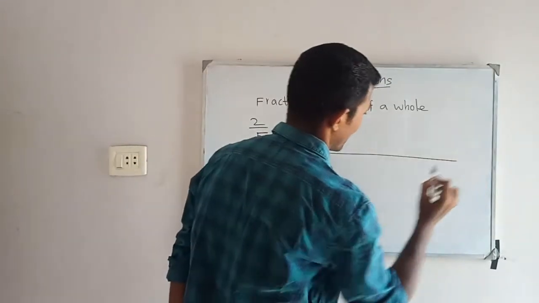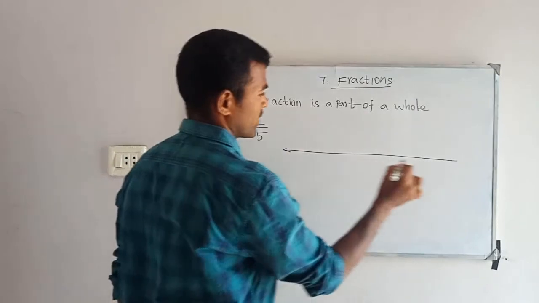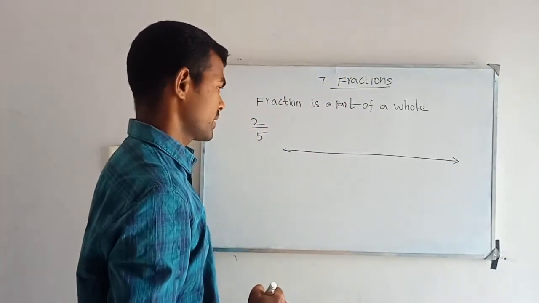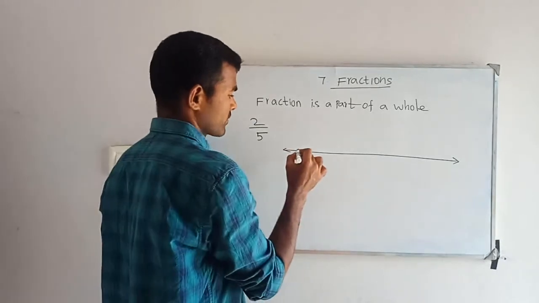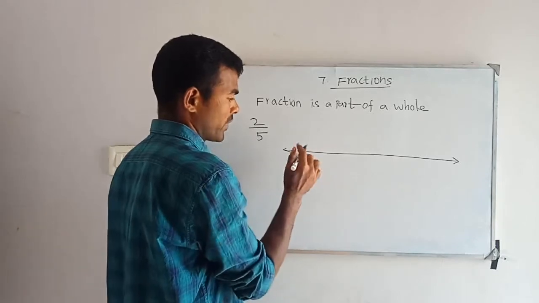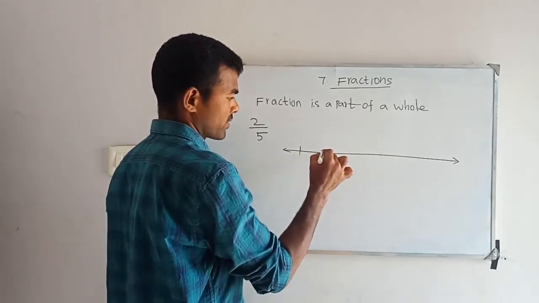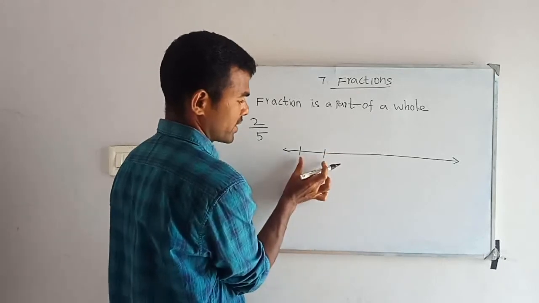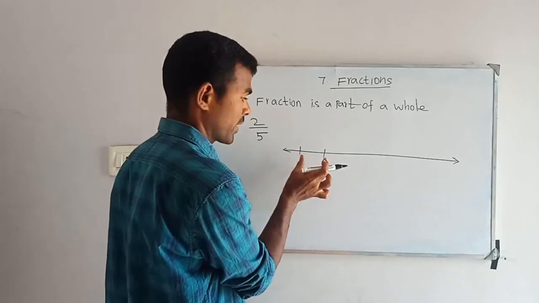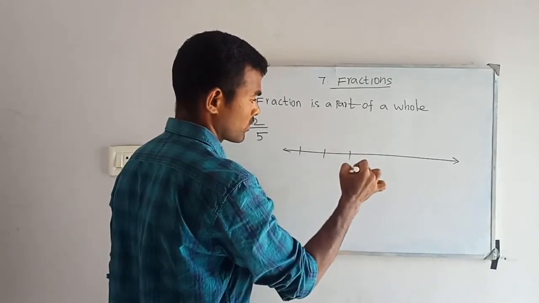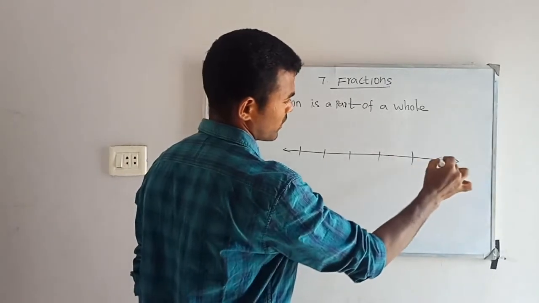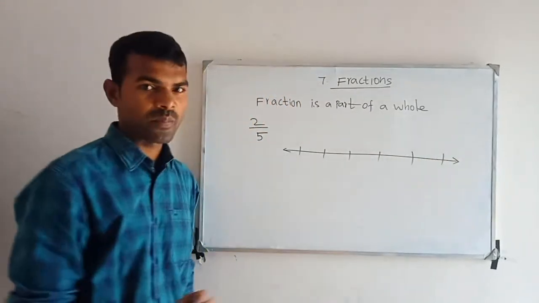First you draw one line. This is the number line. Next one we have to take 5. Now make 5 equal parts. Like this, from here, like 5 equal part. Make it separate. 1, 2, 3, 4, 5. Yes, 5 parts separate.